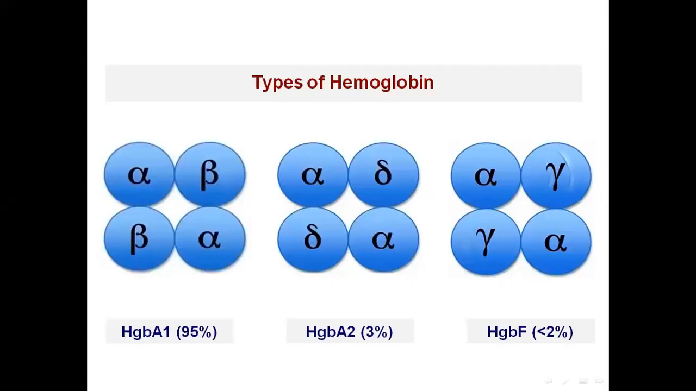So these are the normal chains which form the different types of hemoglobin. Hemoglobin A, which is the main hemoglobin in adults, consists of 2 beta and 2 alpha. In hemoglobin A2, 2 alpha and 2 delta. In hemoglobin F, which is the main hemoglobin in the fetus, 2 alpha and 2 gamma.